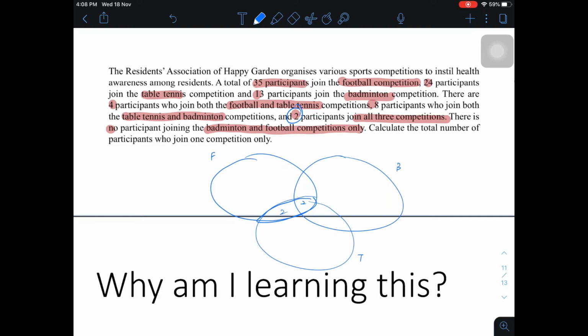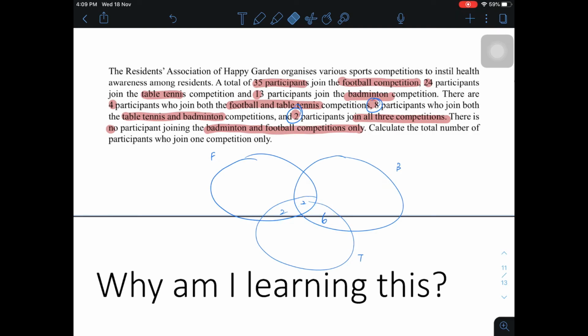And then the next one is table tennis and badminton, which is 8, right? So this should be 8. 8 minus 2, 6. Okay. So we know that this is empty. So we just ignore that. And let me remove this first.